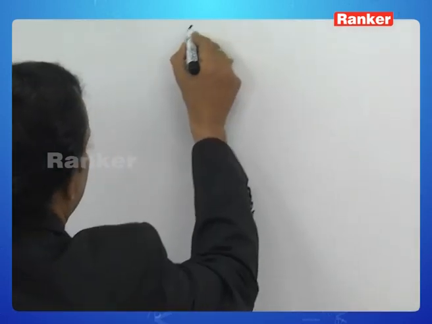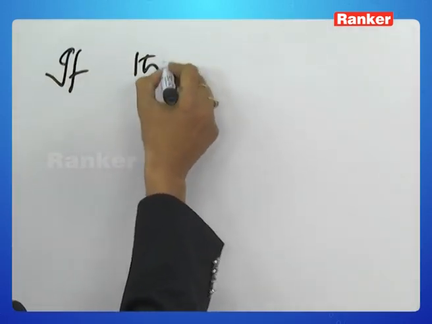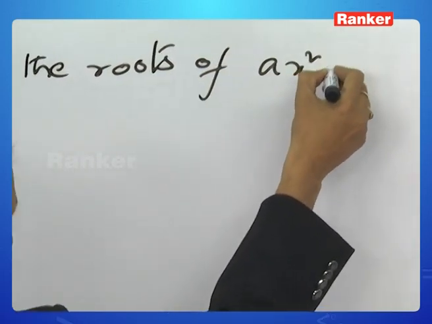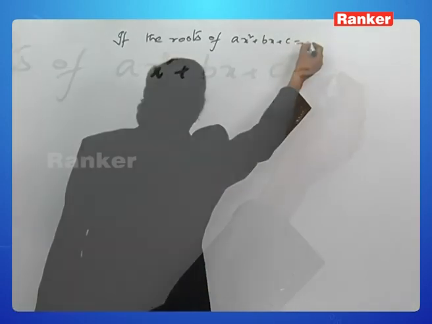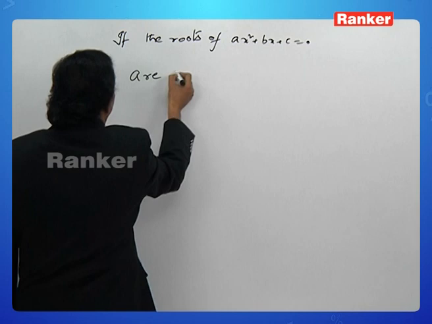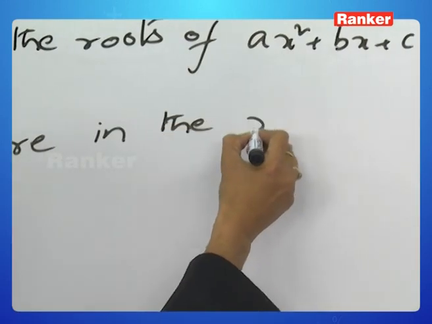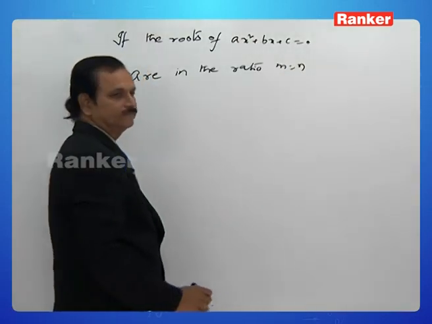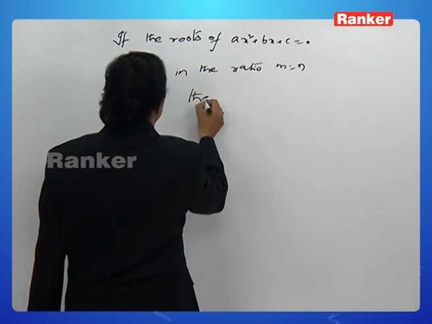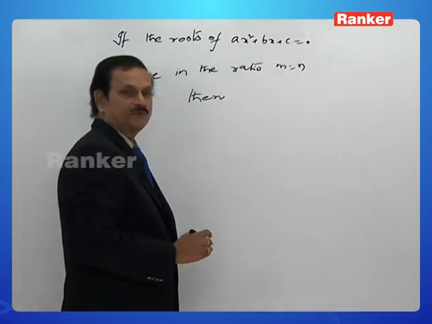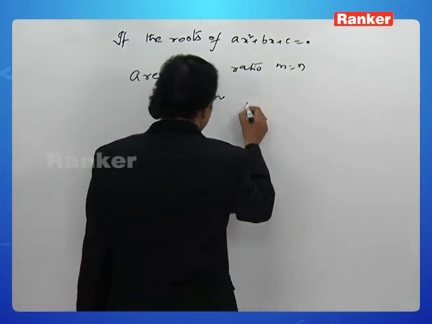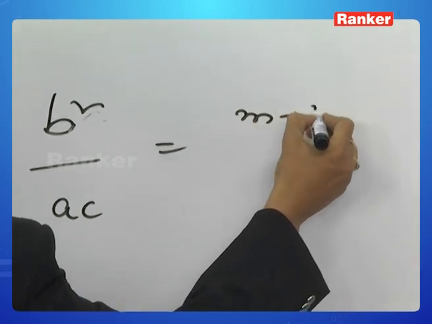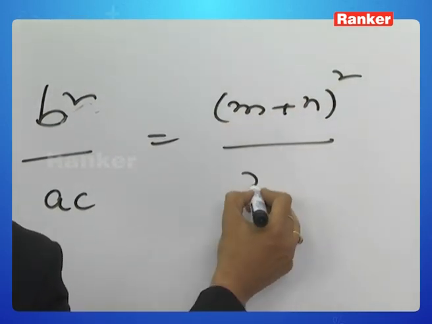That is, if the roots of ax square plus bx plus c is equal to 0 are in the ratio m is to n, then there is a beautiful condition. What is that condition? B square by AC is equal to m plus n whole square by mn.